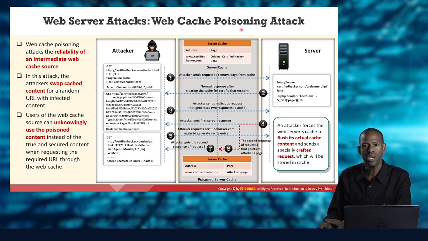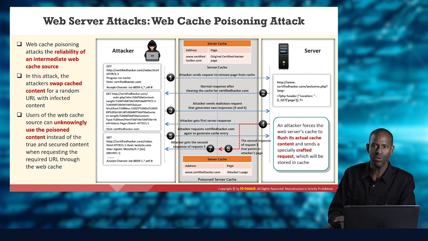But what an attacker can do is poison the web cache. And in this case, what they're going to do is use a multi-step process to swap out the cache content. And so if my web cache has been poisoned, swapped out, instead of true and secure content, when I go back to that URL, I'll be redirected to a fake page where all kinds of bad stuff can happen. So in this case, this attacker is flushing out my actual cache, putting in their own information with a specially crafted request that will take me where I don't want to go. That is a web cache poisoning attack.